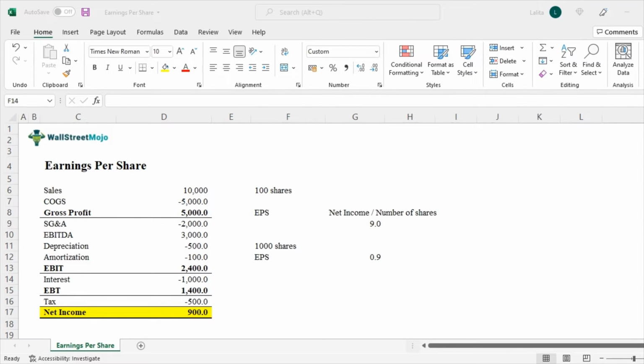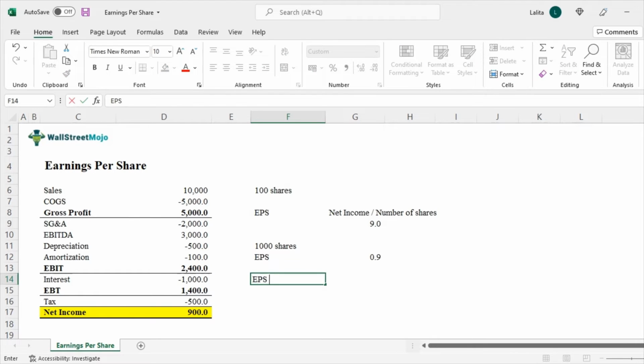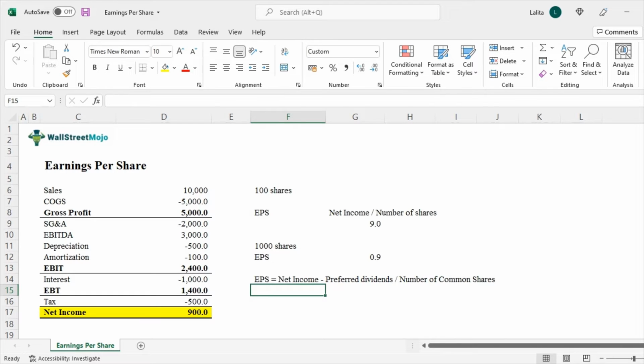Now that we have an intuitive understanding of EPS, let's look at how EPS is calculated in the real world. The EPS formula gets modified a little, and this is how it is. EPS is equal to net income minus preferred dividends, divided by your number of common shares, okay? So there are two things which I have written here: preferred dividends and number of common shares. Whenever we talk about earnings per share, we always talk about common shares. Shares are divided into two parts: preferred shares and common shares.